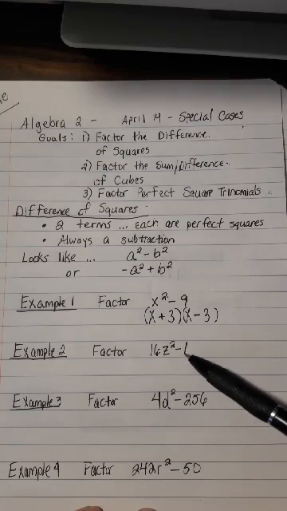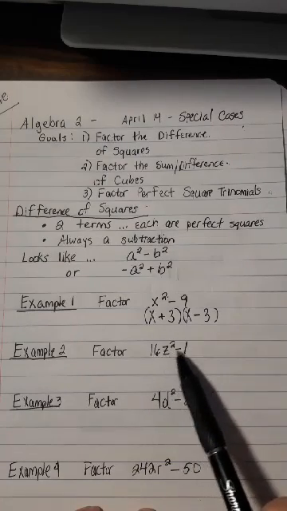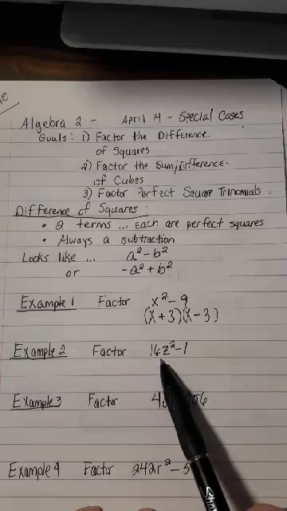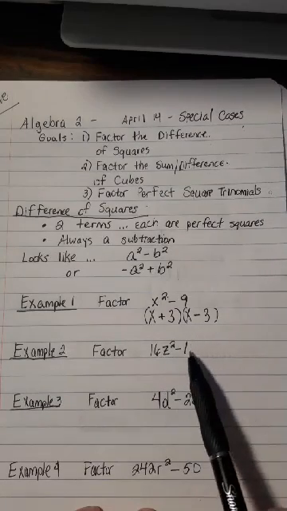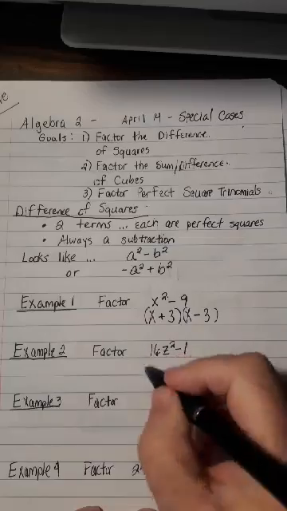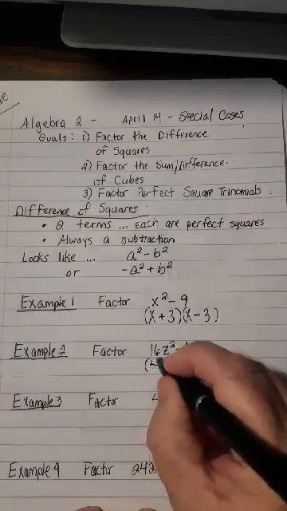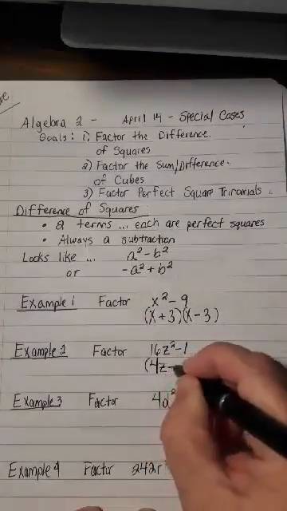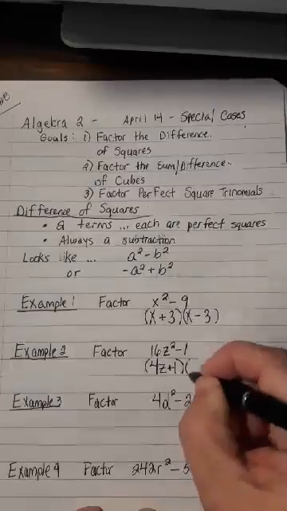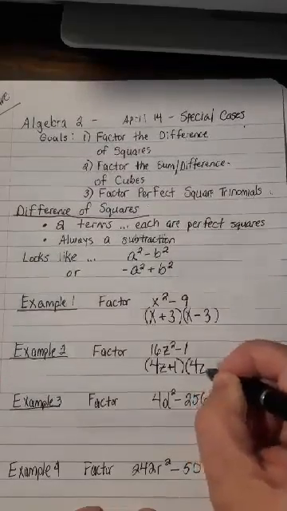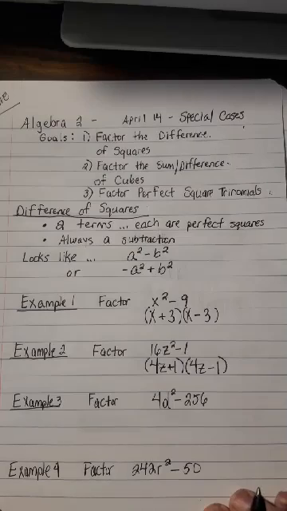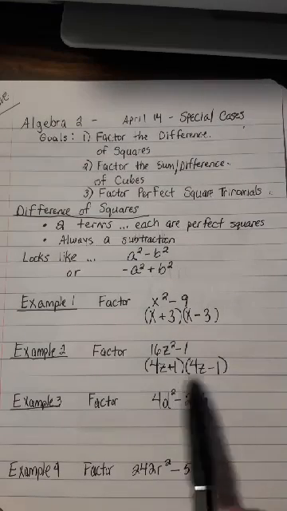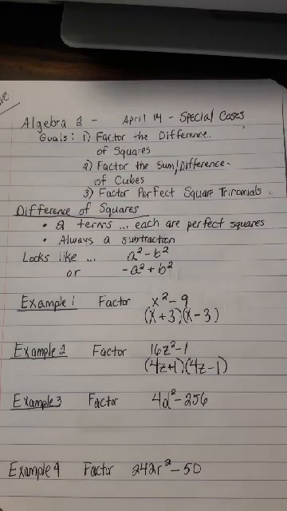So example 2, you have the difference of two perfect squares. The square root of 16z to the second is 4z, and the square root of 1 is 1. So you're going to have one parentheses that's 4z plus 1, and one parentheses that's 4z minus 1. And like I said, you can put the minus first. It doesn't matter which one comes first.